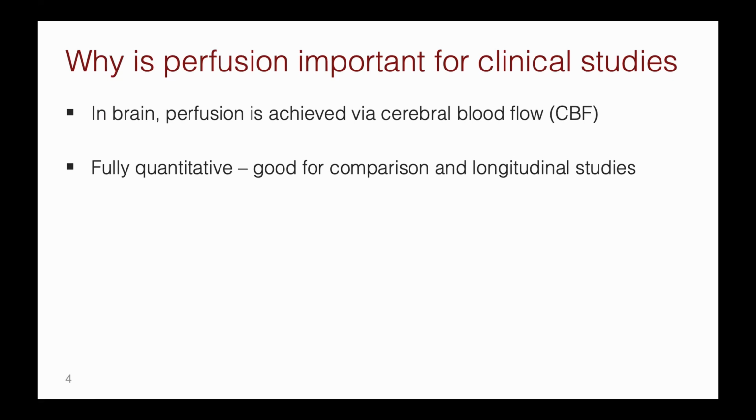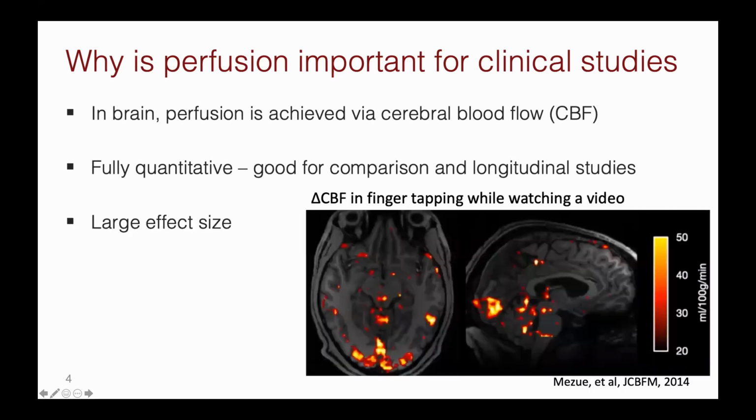So this means that perfusion has become a much more popular biomarker in clinical research. And another property of perfusion is that its effect size is quite substantial. For example, this figure gives an example of the effect size of perfusion when our subject tapped his finger while watching a video in the MRI scanner. We can see that the perfusion change in this individual can be as high as up to 50% in certain regions. Now, equipped with these properties of perfusion, we ask ourselves how we can measure perfusion effectively.